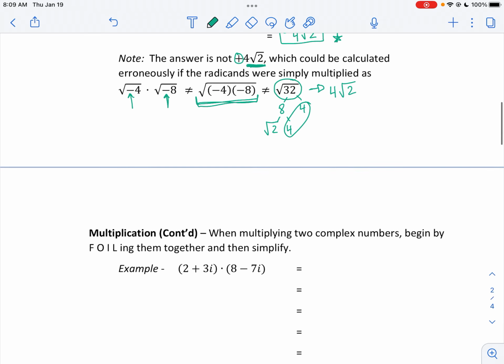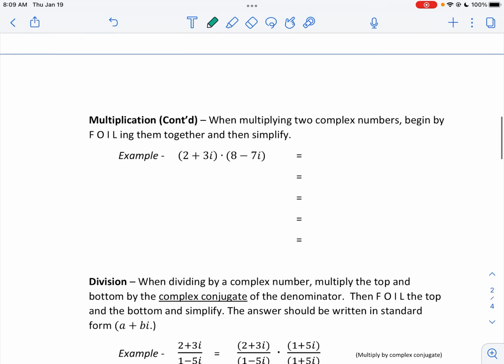Okay, here we go. Multiplication. Some of you guys already know how to FOIL. FOIL stands for first, outside, inside, last. It refers to the sets of terms between two binomials that you are multiplying.